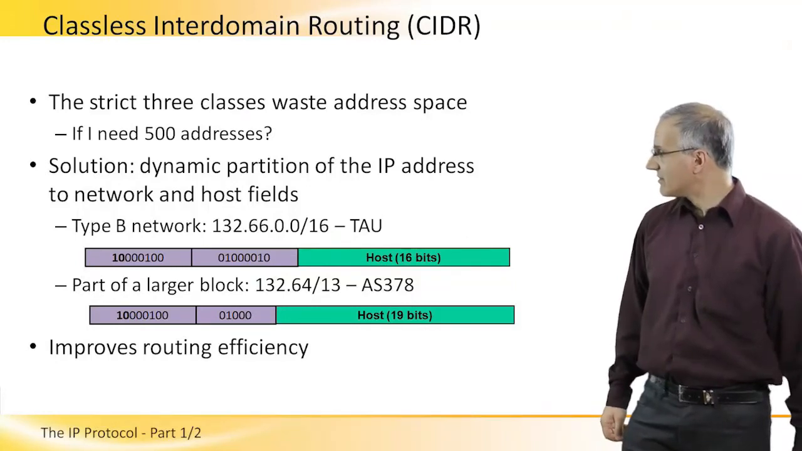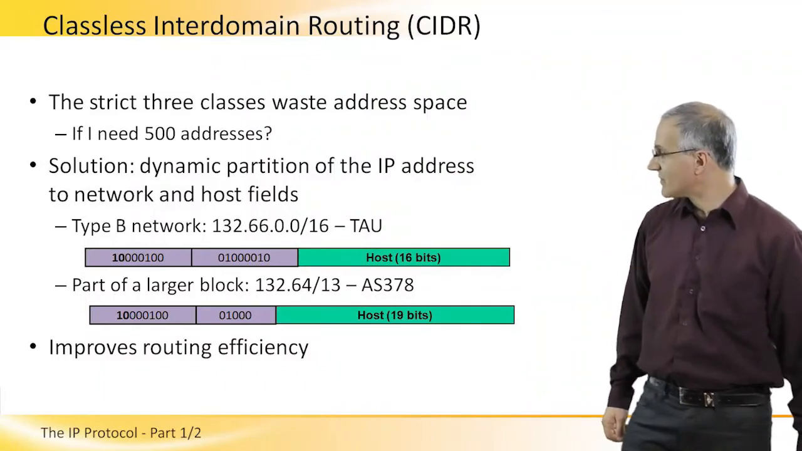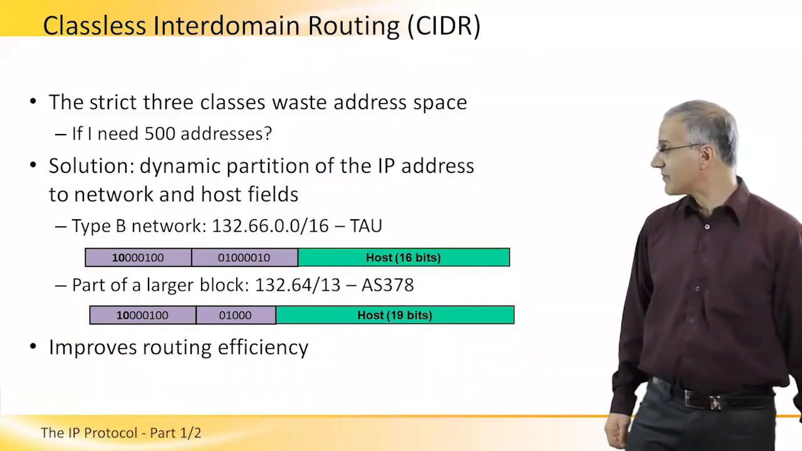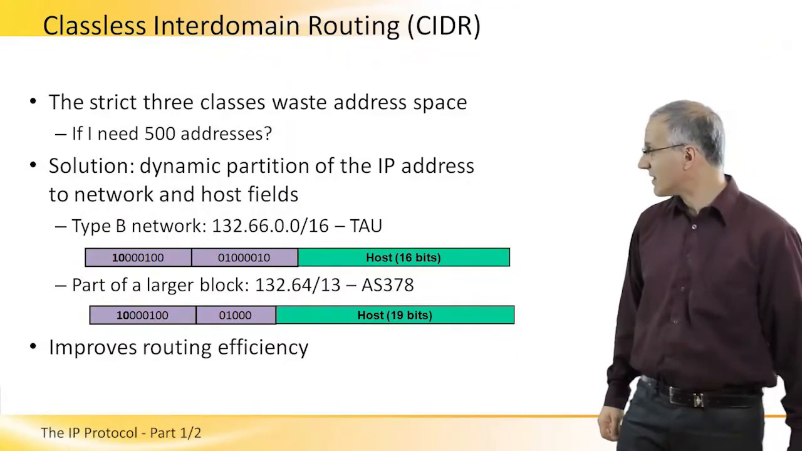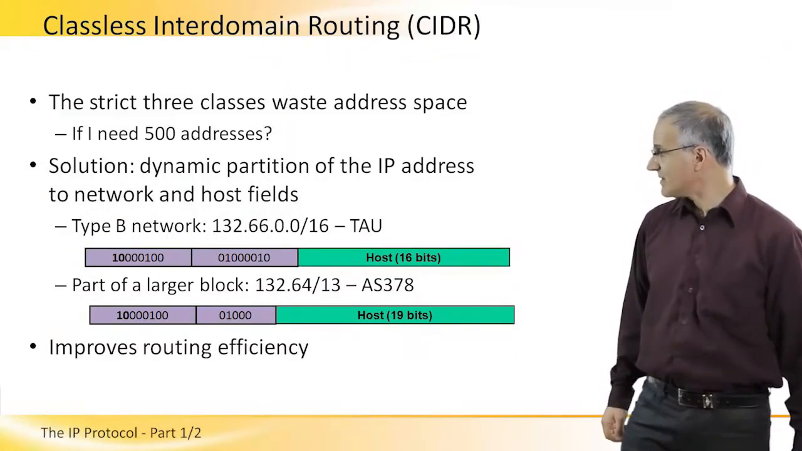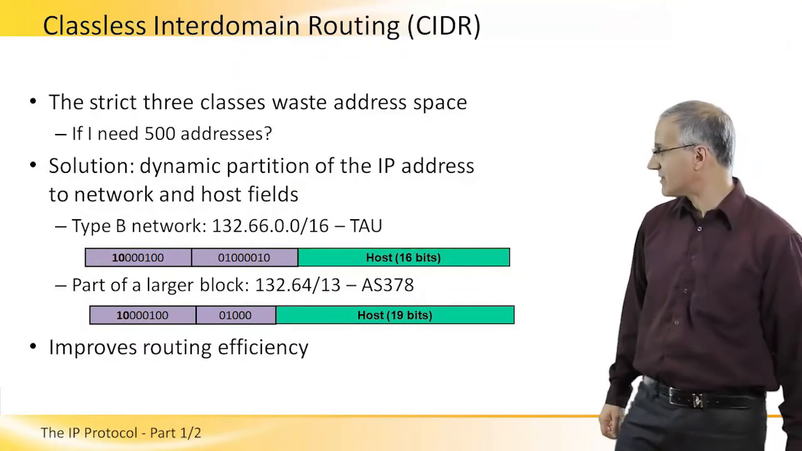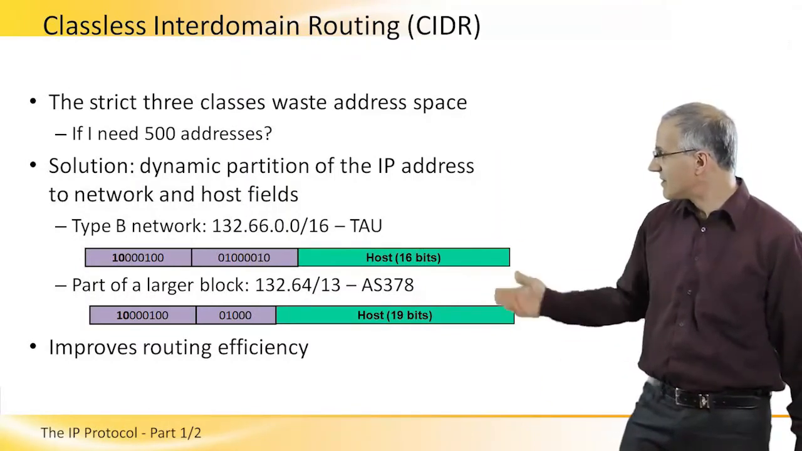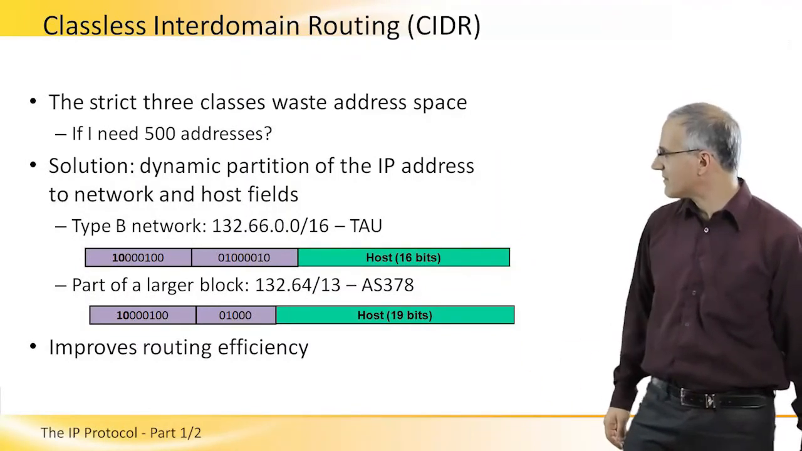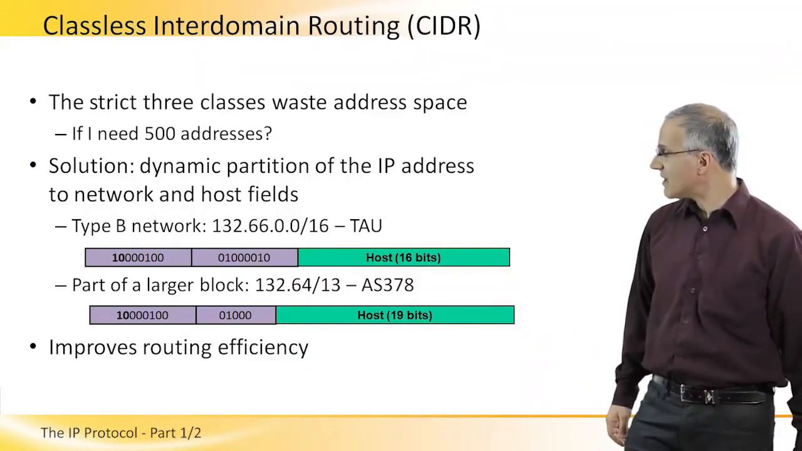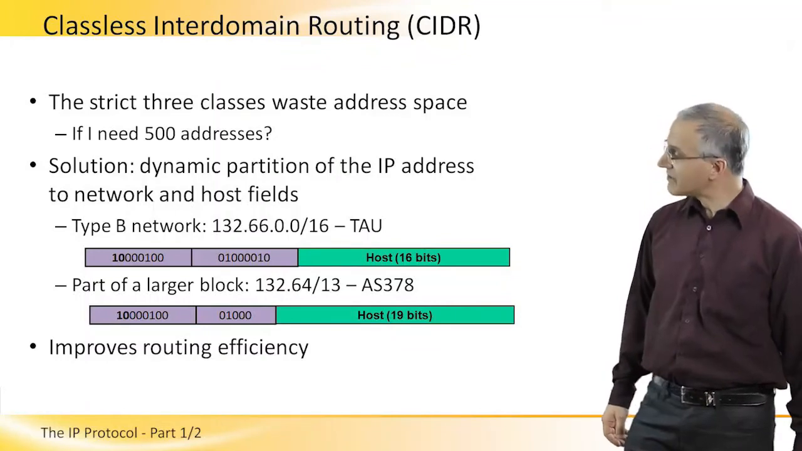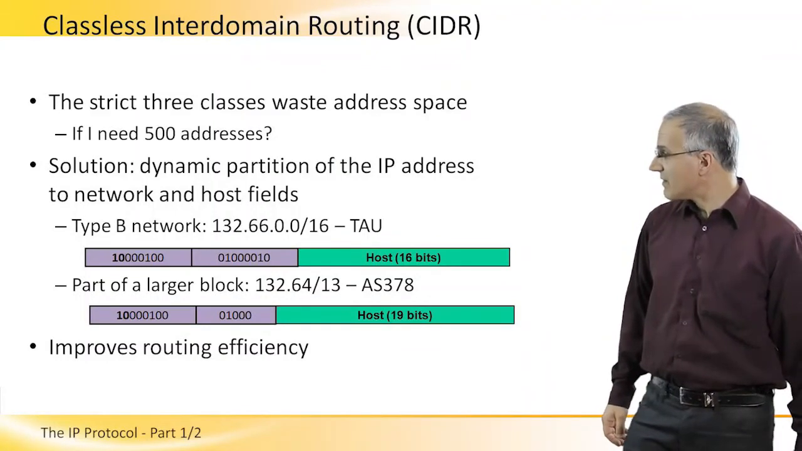However, I can also define a larger network, for example, 132.64.0.0/13, which means that only the first 13 bits are the network address, and then I have 19 bits for host address. And this is Autonomous System 378, which contains Tel Aviv University. So as you can see, it enables me to define a hierarchy of networks, and this will improve routing efficiency because it can save entries in the routing tables.